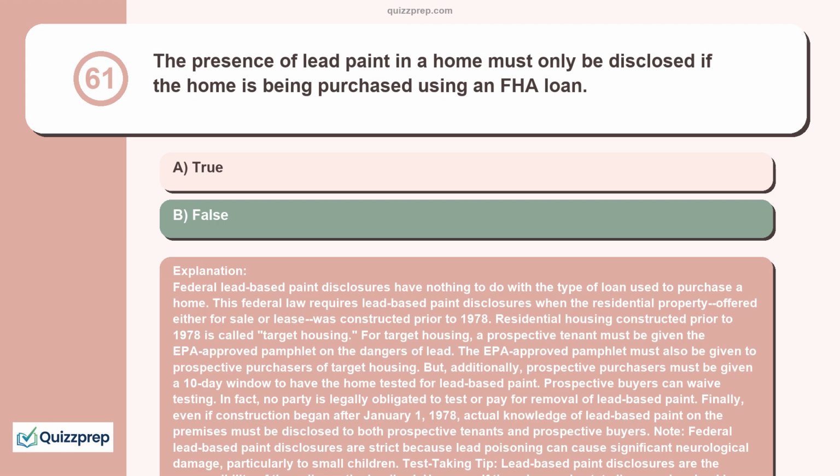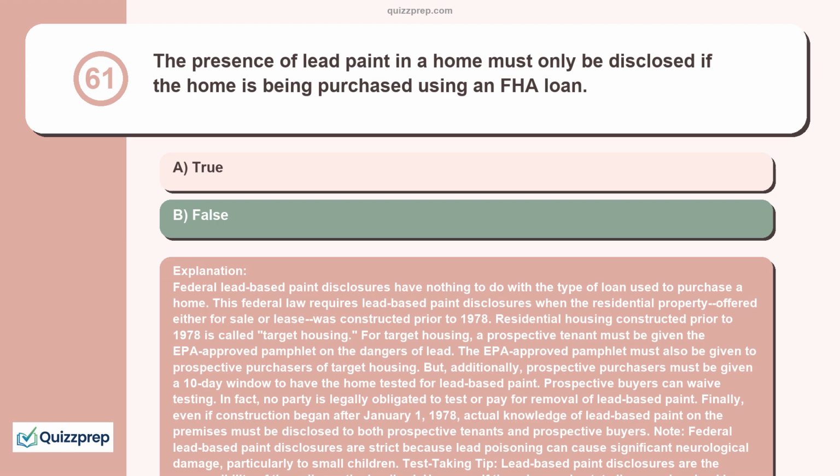This federal law requires lead-based paint disclosures when the residential property offered either for sale or lease was constructed prior to 1978. Residential housing constructed prior to 1978 is called target housing. For target housing, a prospective tenant must be given the EPA-approved pamphlet on the dangers of lead. The EPA-approved pamphlet must also be given to prospective purchasers of target housing. But, additionally, prospective purchasers must be given a 10-day window to have the home tested for lead-based paint. Prospective buyers can waive testing.